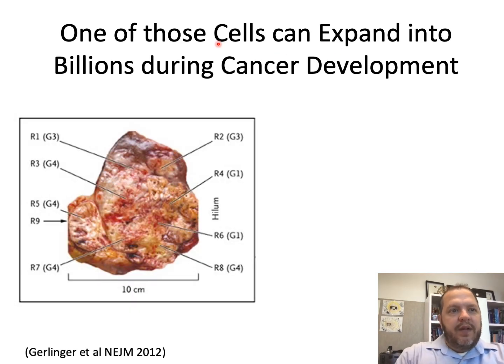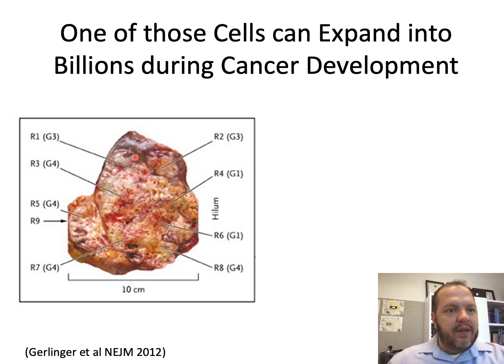What we do know is that at the most extreme end, one of those cells that acquires mutations can expand into billions of cells, and that's what occurs during cancer formation. And we know during that expansion process, there is also the acquisition of many, many mutations.